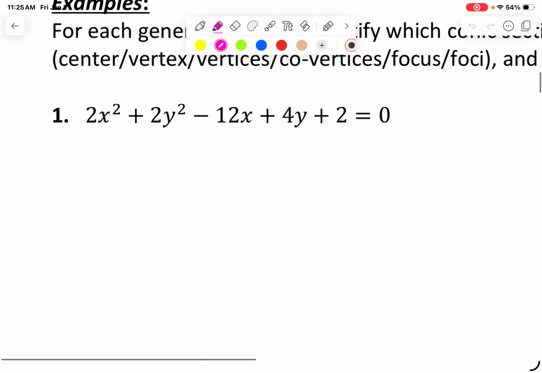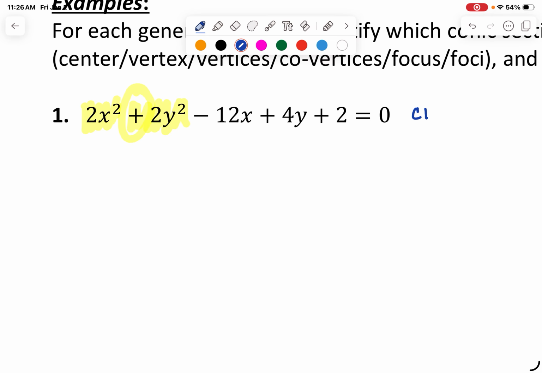All right, so let's look at this first one right here. You're going to look for your squared terms, and there are 2 of them, so I know it's not a parabola, all right? I look at these 2 terms and see that there's addition separating them, so it's either a circle or an ellipse. If you look at the coefficients, they're the same, so it's a circle.